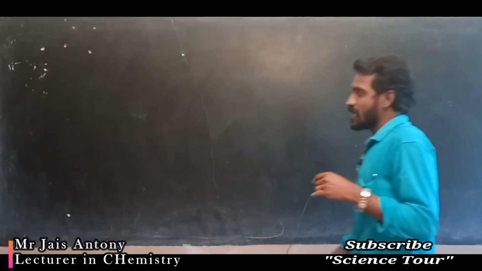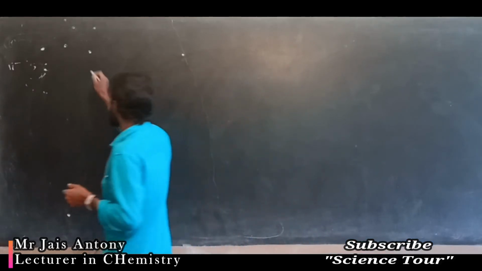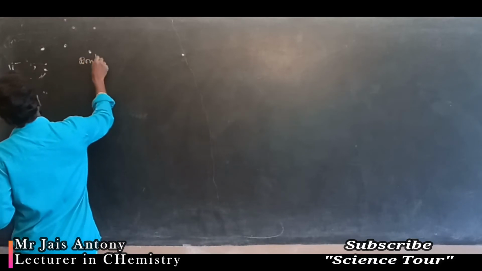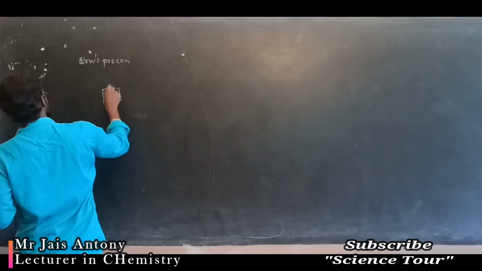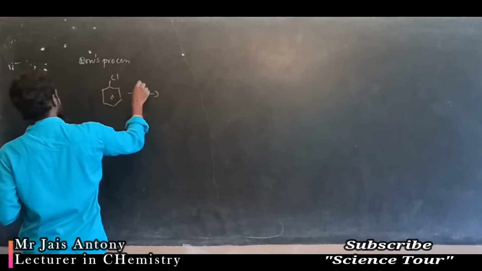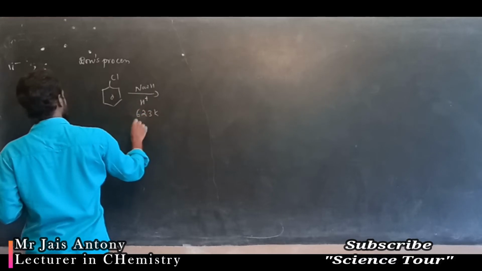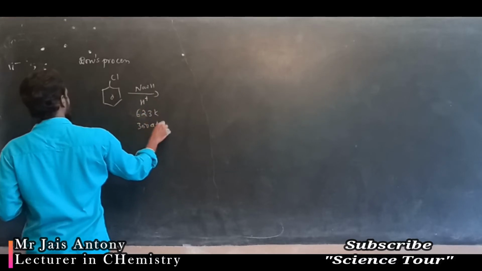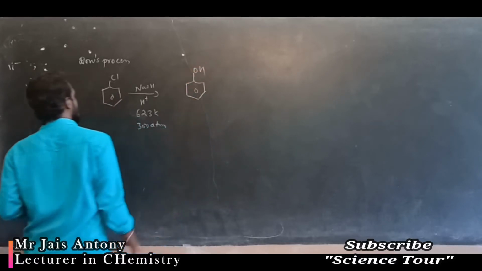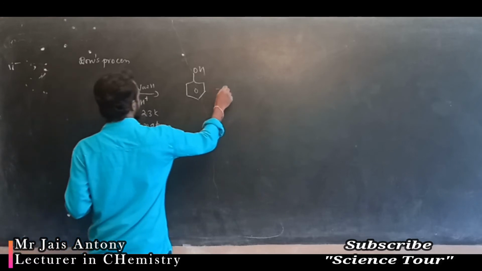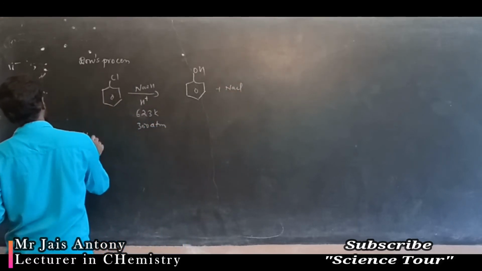Okay students, next reaction is the Dow's process. In Dow's process, chlorobenzene reacts with sodium hydroxide in the presence of ethylene medium at 623 Kelvin and 300 atmospheric pressure, and it gives phenol. It gives phenol and sodium chloride. Understood? Okay.